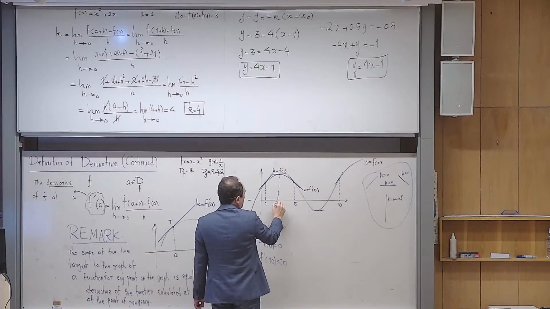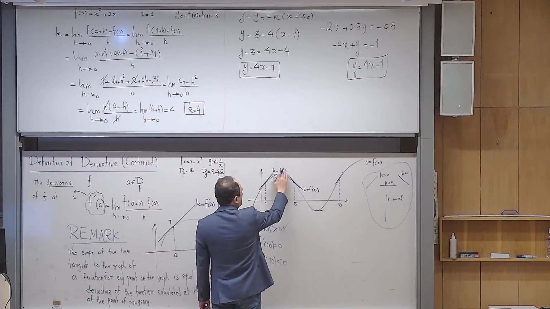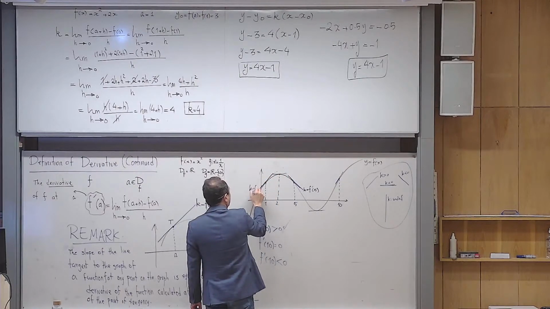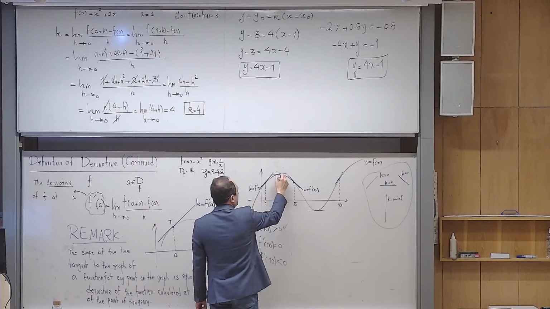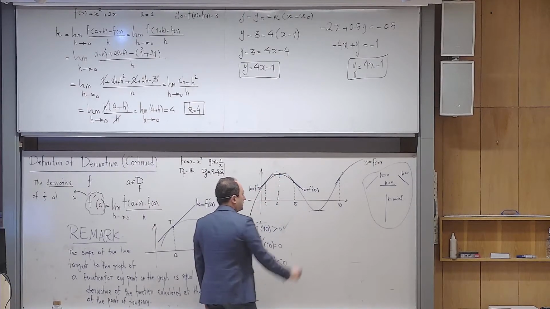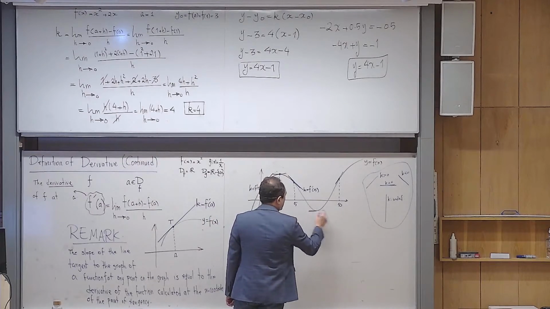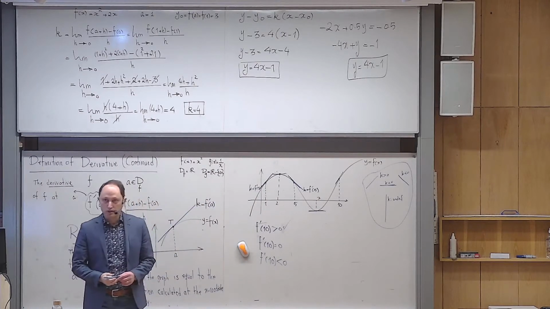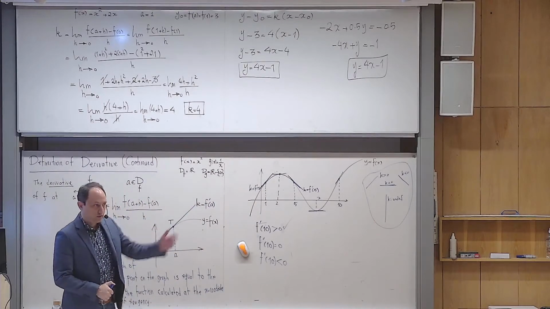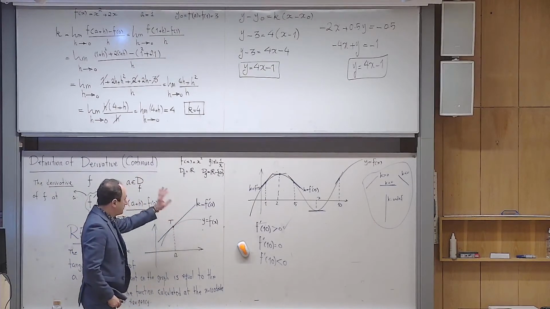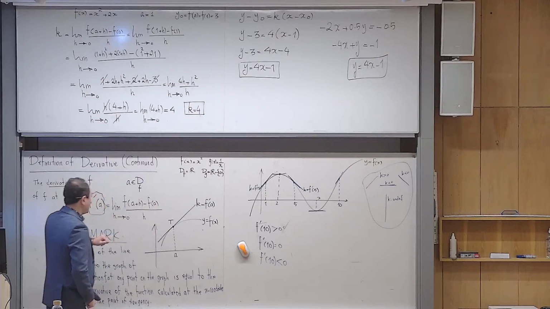I don't know the exact value. For example, if this is 2, then f prime of 2 is what? 0, because the tangent line is horizontal there. Here it is also the same. For example, if this is 7, what is f prime of 7? That's also 0 because the slope of the tangent line is 0. So that's a very, very important idea of this lesson.